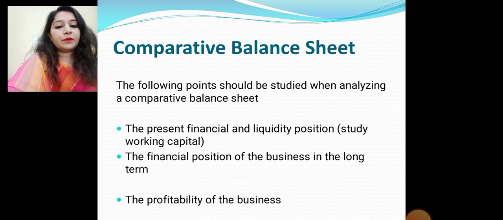The following points are basically studied when we are analyzing the comparative balance sheet. Number 1, present financial and liquidity position. It means study of working capital. Next, financial position of the business in the long term. Third, profitability of the business.